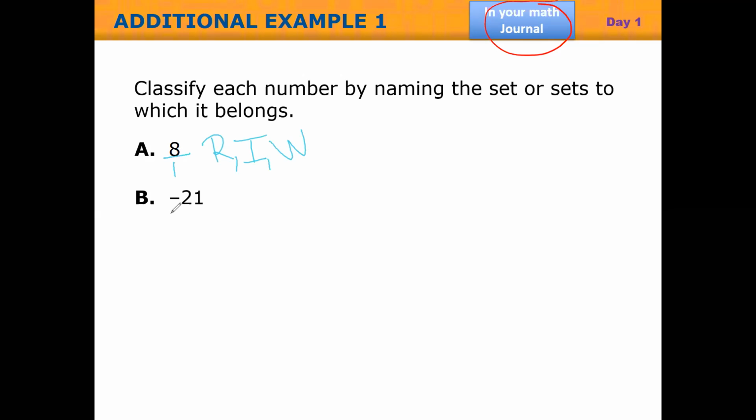Letter B, -21, we can put that over 1, and I made that into a fraction. Is it an integer? Absolutely, because it's a negative whole number. And it is not a whole number because it has a negative. So that means it only hits those 2 subsets, or those 2 sets of numbers.